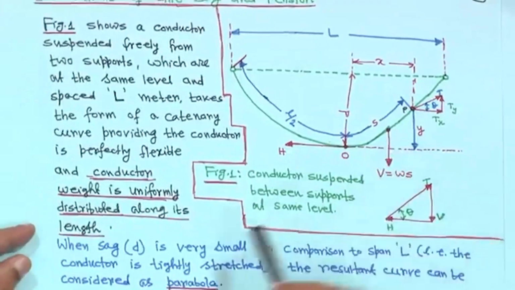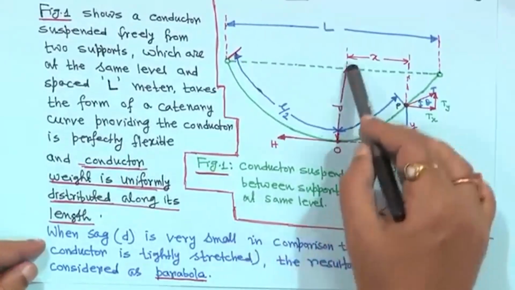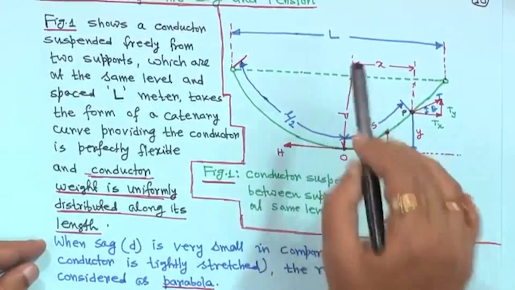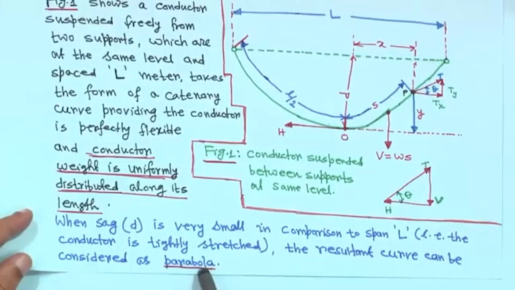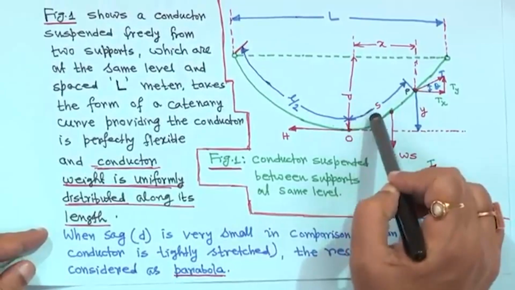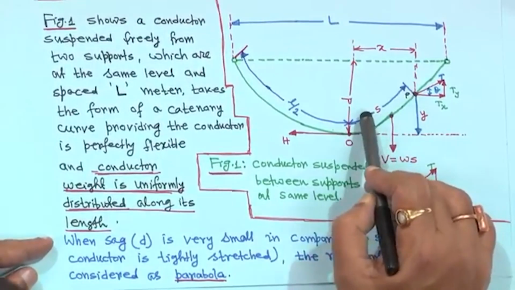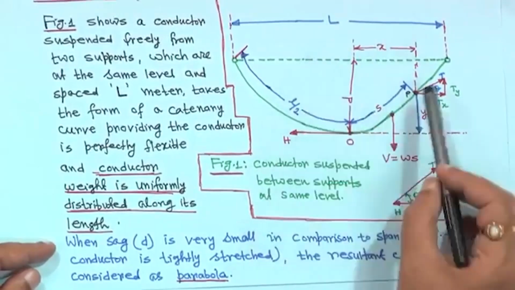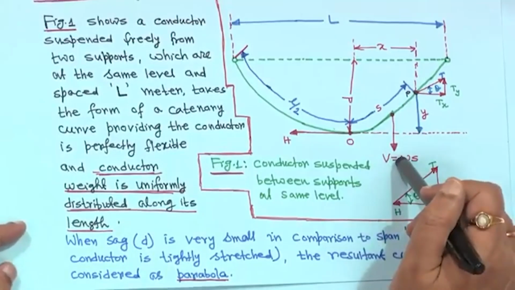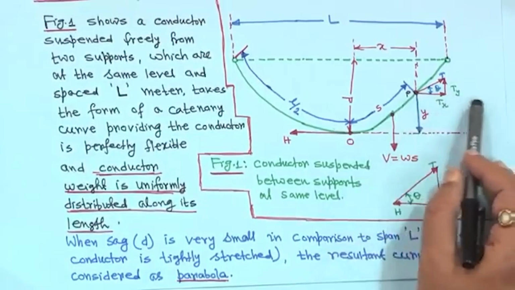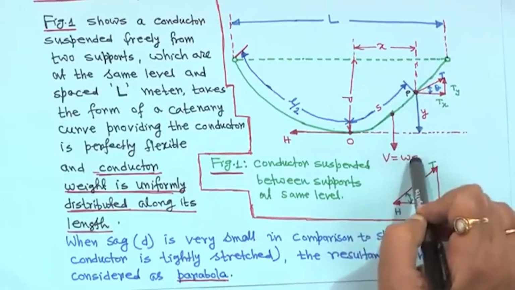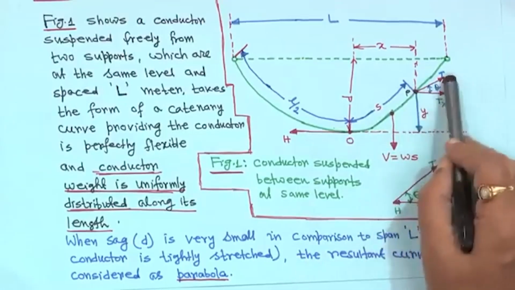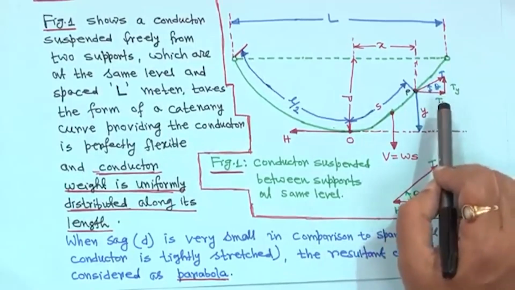When the sag d is very small in comparison to the span L, that is, the conductor is tightly stretched, the resultant curve can be considered as a parabola. We will see the parabola later; in this case we have not assumed a parabola, it is a catenary shape, but if the sag is small compared to L, it can be considered a parabola. Regarding this point P, V is equal to W s, then the horizontal tension H, and the tension T at point P. T x and T y will come a little bit later.